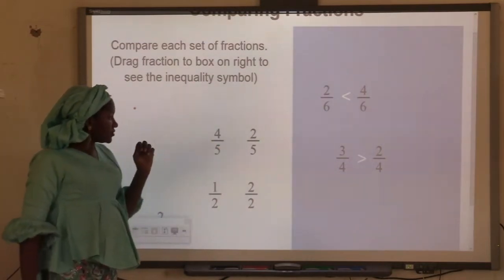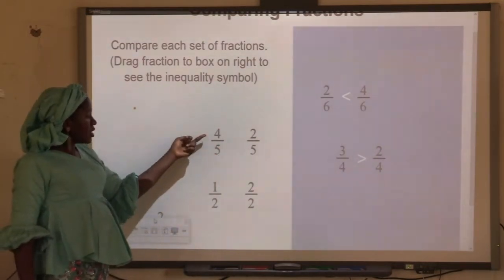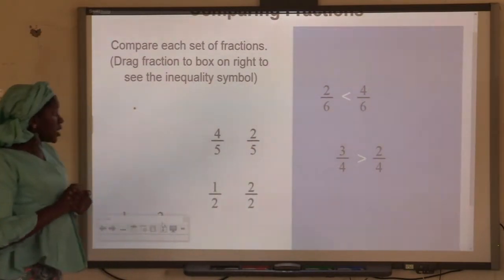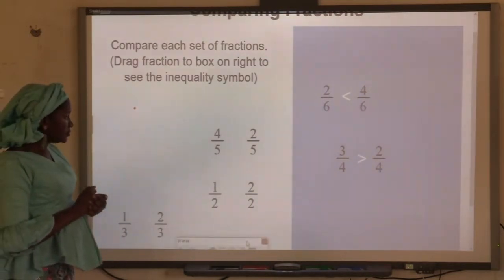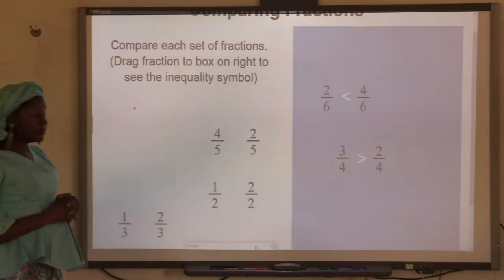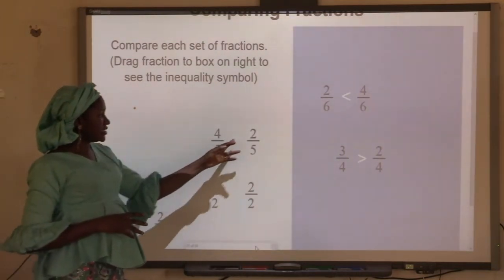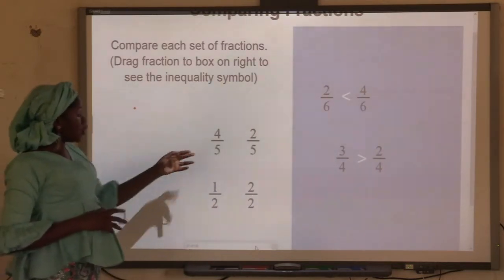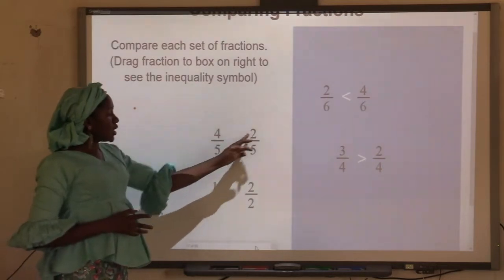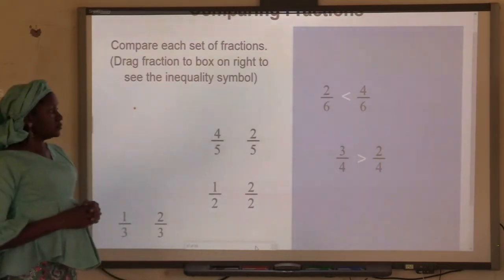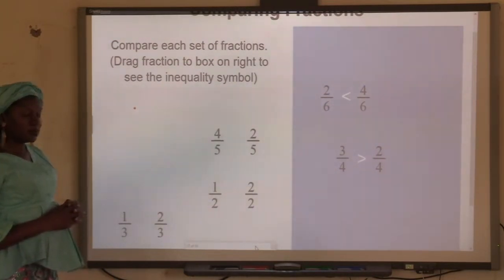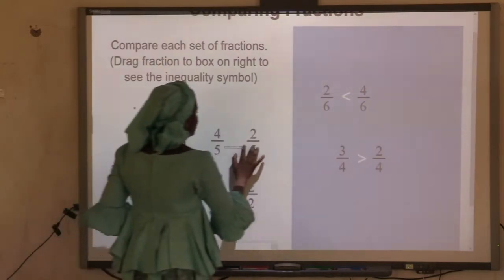Let's go to the next set, where you have fifths. 4 over 5 and 2 over 5. Which one is greater? Or which inequality symbol suits here? Is 4 over 5 greater than 2 over 5, or is it less than 2 over 5, or is it equal to 2 over 5? Before I drag it to the box to tell you the answer, now let's move it.